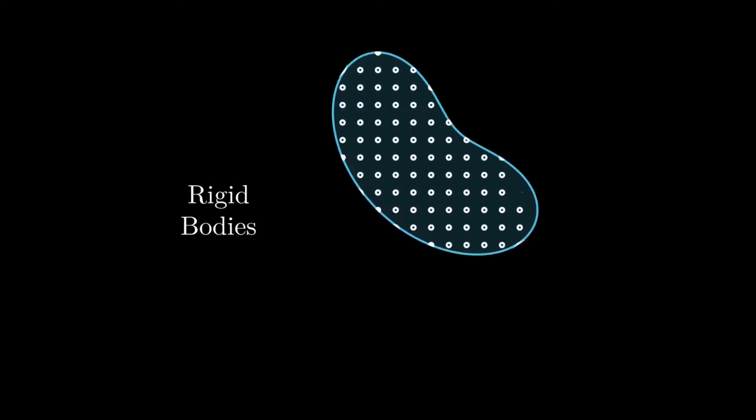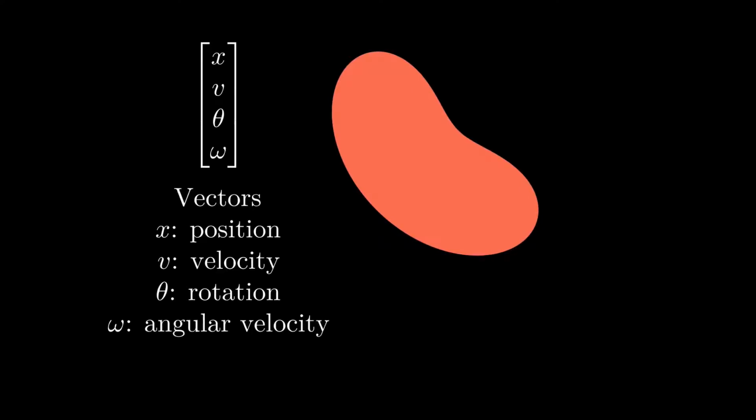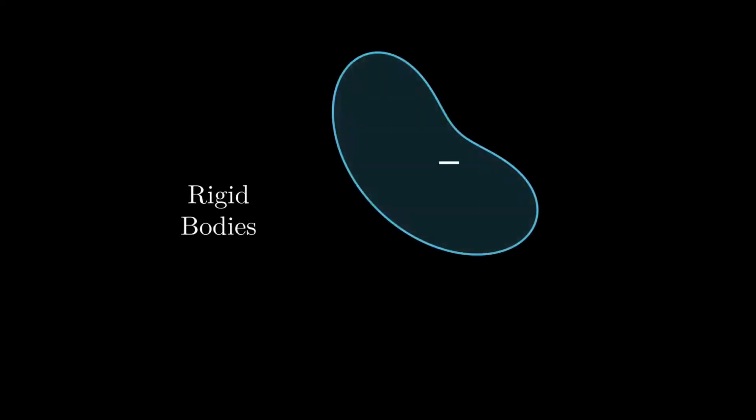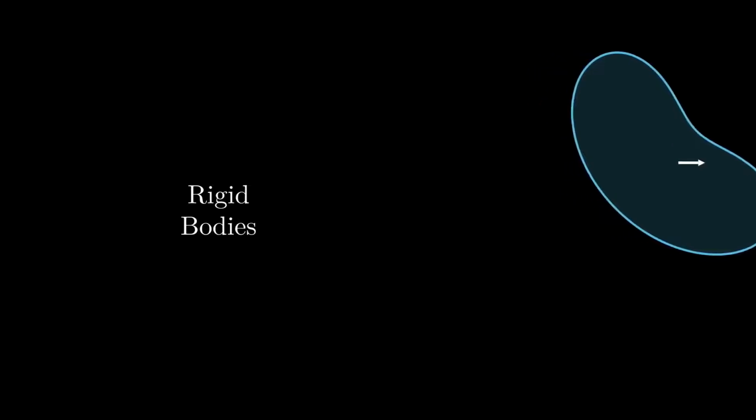We can think about a rigid body as a collection of point masses. At each point in time, we'll need to store the position of the body, and to make it move, we'll need to know its velocity and acceleration. If we know all the forces that apply to the body, Newton's laws of physics tell us how it will move. The rate of change of the position is velocity, and the rate of change of velocity is acceleration.